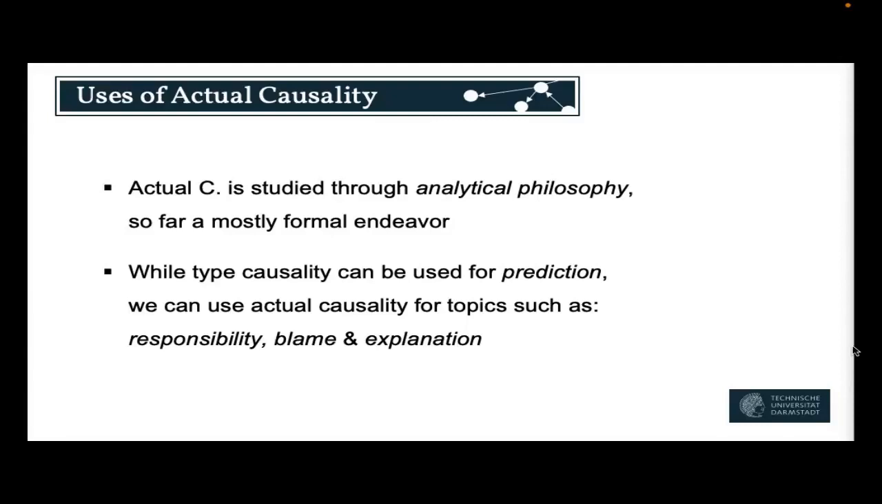It's prediction. Like, I know that smoking causes illness, so I pass a law that all smoking is prohibited, thus affecting the general health of the population. Sure, that might be immoral, that's a different thing. But that's what type causality could get you. But in actual causality, you're talking about responsibility, about blame, about explanation, about things that actually happen for a particular instance. So let's make this visual.